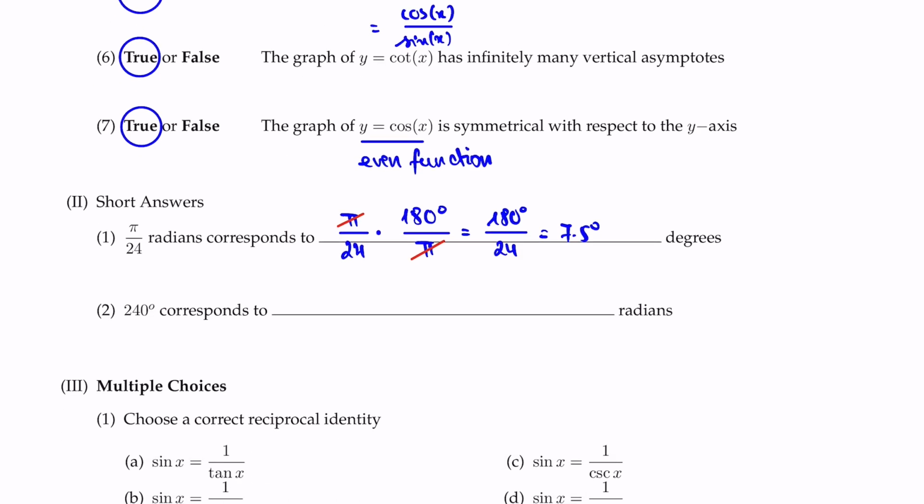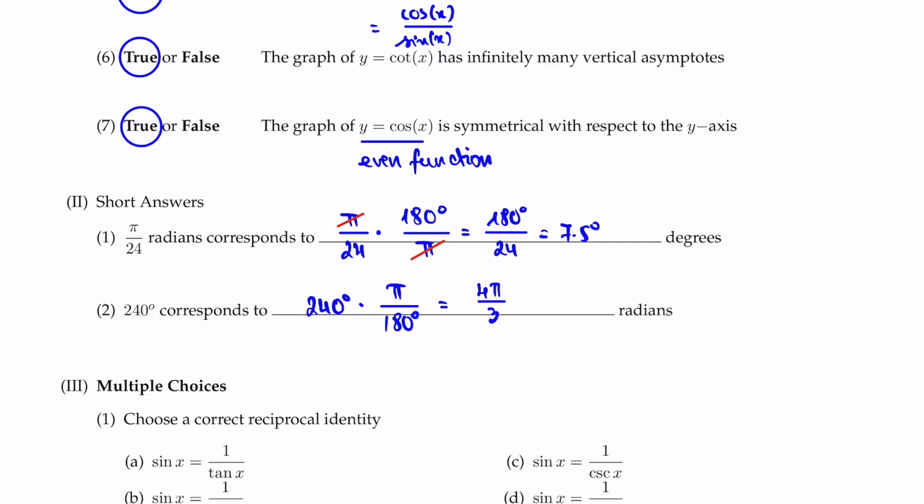Now for 240 degrees, again, you want to convert this into a radian measure. What you do is you take 240 degrees, multiply with pi over 180 degrees, and you're going to get 4 pi over 3. Just basically simplify 240 and 180. Eventually, you're going to get 4 pi over 3 radians for the answer.